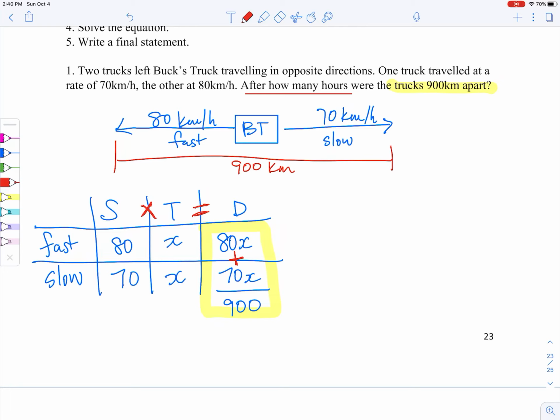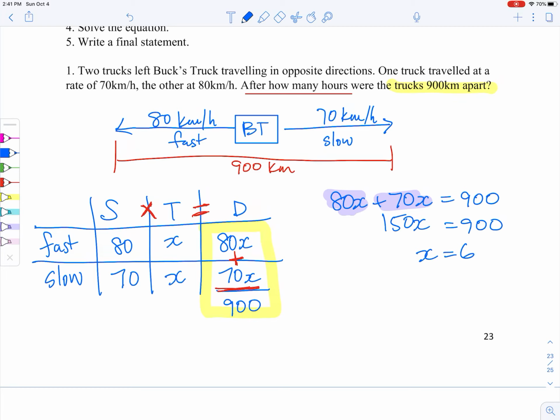So similar to the money problems, we know that the distance of the fast car, 80x, plus the distance of the slow car, 70x, equals 900. So collect like terms. I've got an 80x and a plus 70x. So 150x equals 900, and 900 divided by 150 equals 6. And if we're thinking about units, everything was in kilometers and hours, so this x is going to be 6 hours. And it asked in words, so we'll answer in words. After how many hours were the trucks 900 kilometers apart?